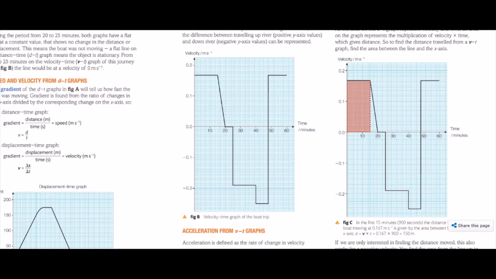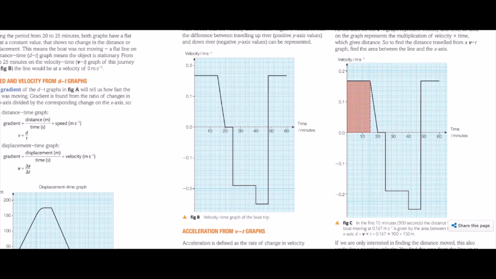So you take the area under the graph, as you can see by the red shaded area here, and this gives you distance or displacement. If it's a velocity time graph, it gives you displacement. If it's a speed time graph, it gives you distance. It is important to remember that when you calculate the area under the velocity time graph, you are not getting an absolute value of displacement. You are getting the change in displacement.